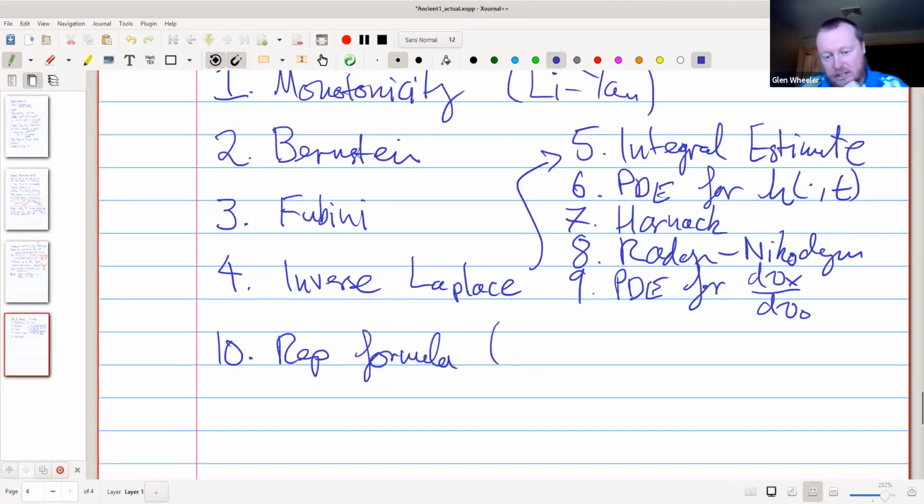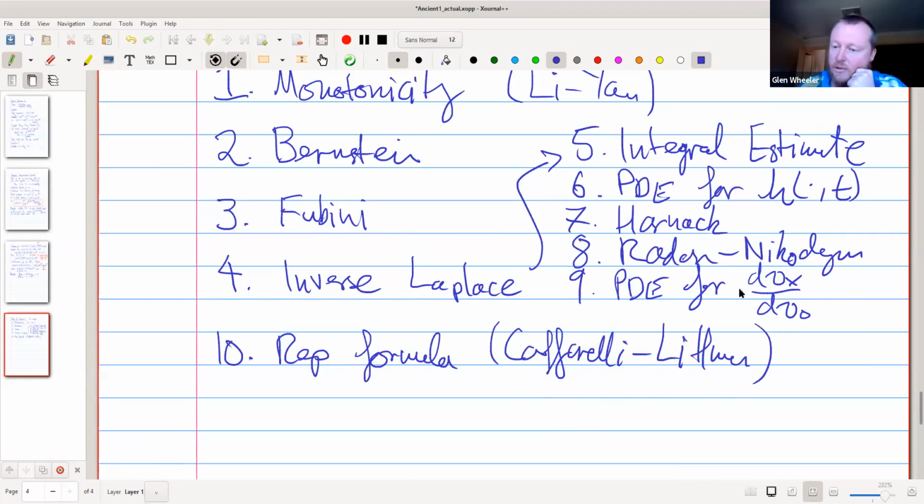which, as far as I can tell, is due to Caffarelli and Lippmann, but there are some other references that have, I think, the same kind of formula from earlier. But yeah, so we're going to apply a representation formula for this measure, and then plug it all, mix it all together, and we'll be done, and that'll be great, and we'll be happy.